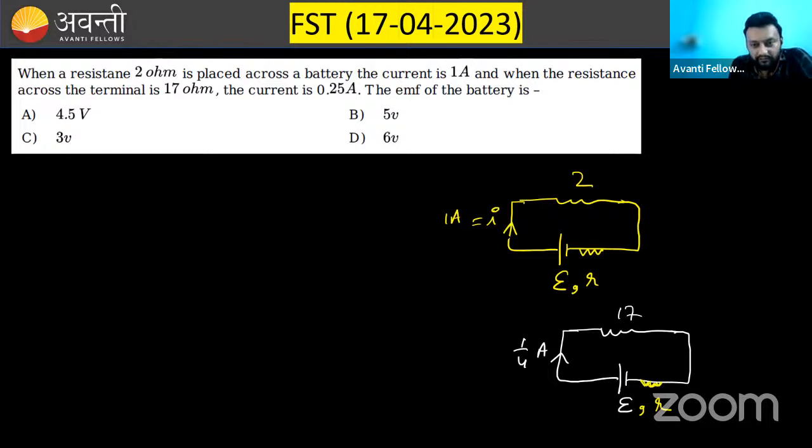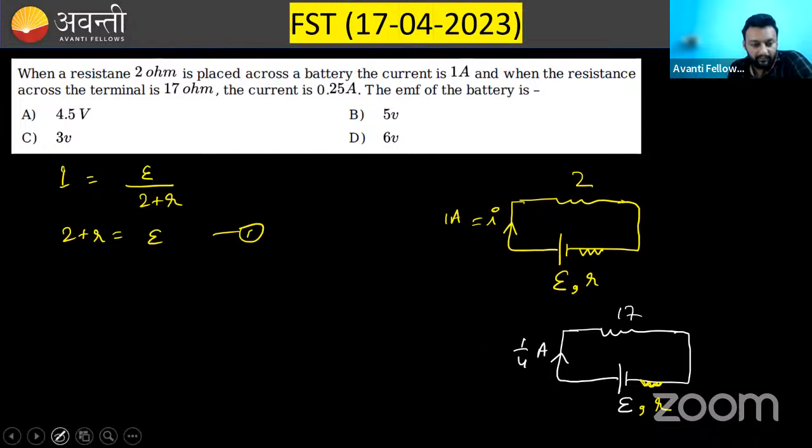So for the first diagram, if I say I is equal to EMF E divided by total resistance, what is it? 2 plus r. 2 is the external resistance, r is the internal resistance, so total resistance is 2 plus r. This is the current, and current is given as 1 ampere. So you can say that 2 plus r is equal to E. That is our equation number first.